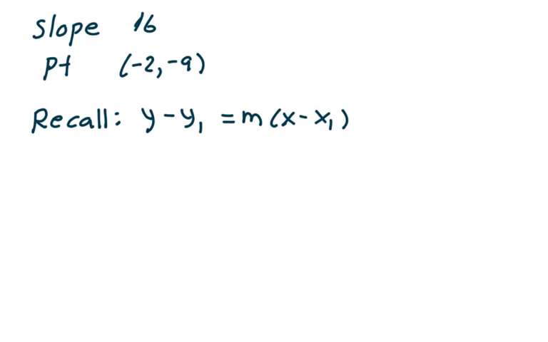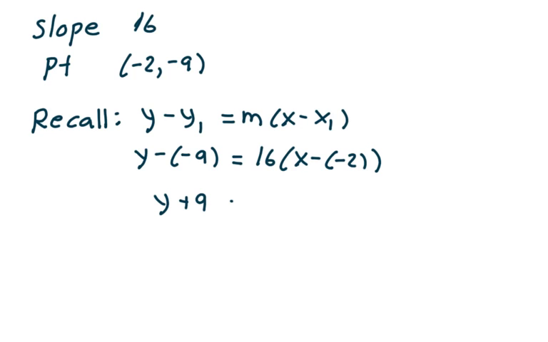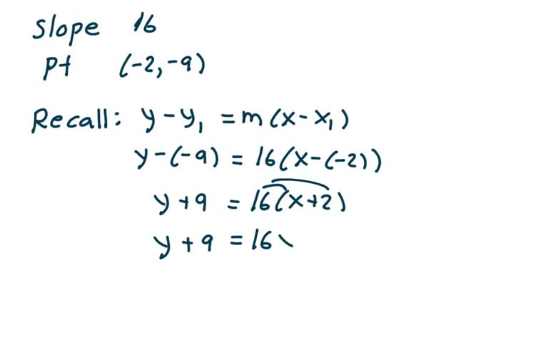And so recall, to get the equation of the tangent line, y minus y1 is m times x minus x1. So this is the point slope formula. So y minus -9 is the same as 16 times x minus -2. So y plus 9 is 16 times x plus 2. So y plus 9, distribute the 16, we get 16x plus 32. Solve for y, we get 16x plus 23.